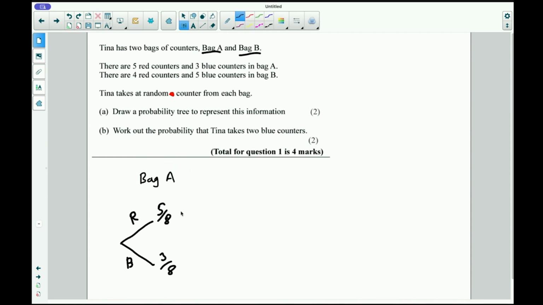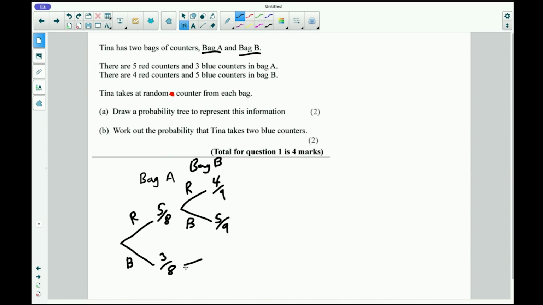And what that's going to look like is depending on whichever branch we go into. So let's say the first branch, we pick a red counter. Then from bag B, it's either going to be, again, red or blue. But because our number of counters is different, we can now write our second stage as 4 out of 9 for bag B is going to be red, and then 5 out of 9 is going to be blue.